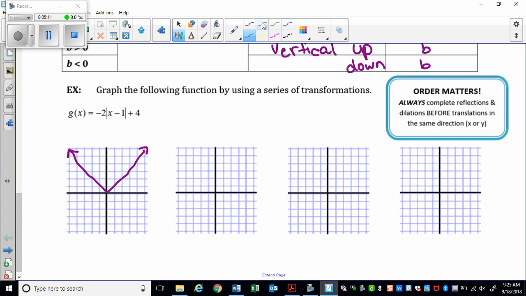All right, and we have to do this in the correct order. We have to do the reflections and dilations first, and then we can do the translations. Otherwise, it'll change our graph. So right here, it looks like we're flipping it across the x-axis. So I'm going to show you this first. Flip over the x-axis.